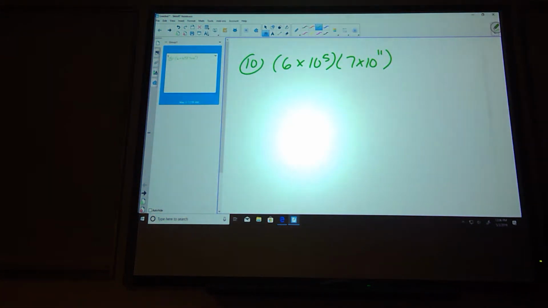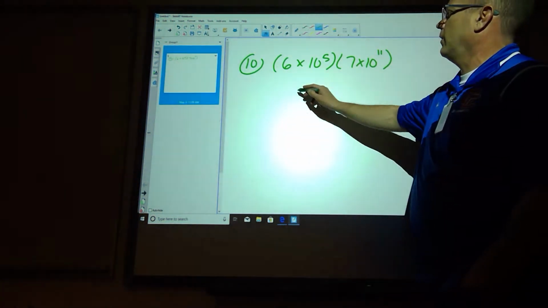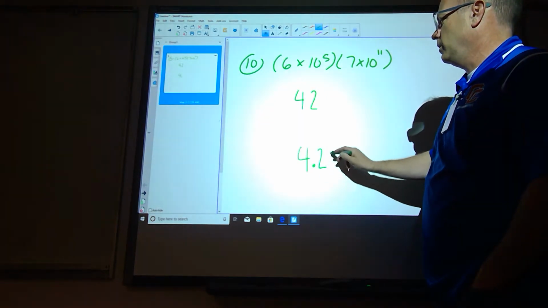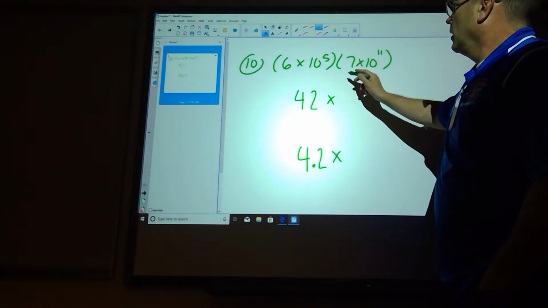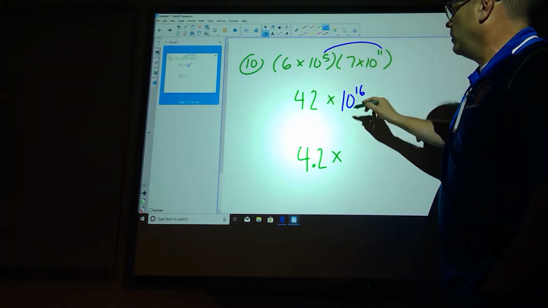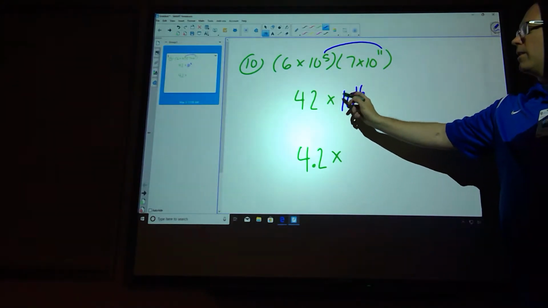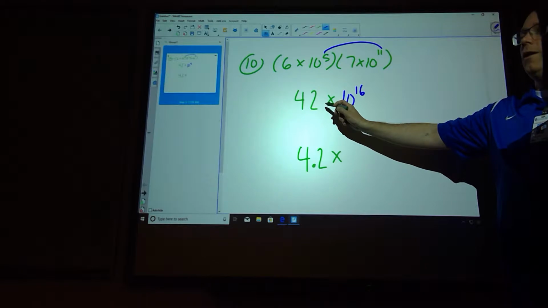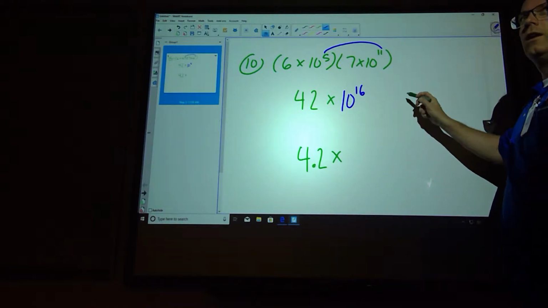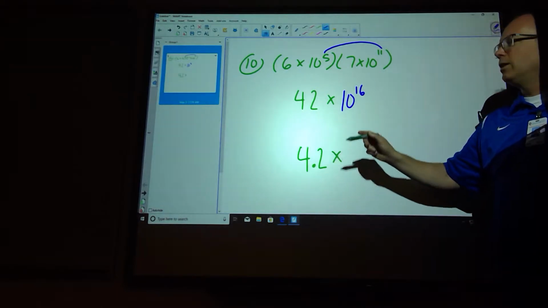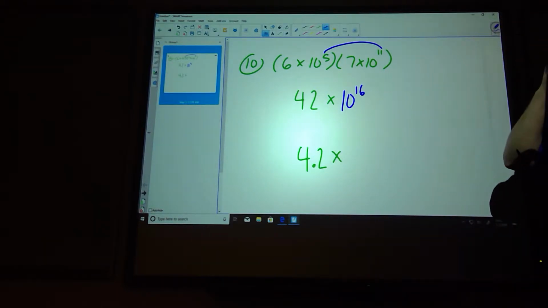That's the one, right? So I'm going to multiply the 6 and 7 together to get 42. So we know we have to eventually get to 4.2. Is that okay? And then I'm going to add the exponents, so I get 10 to the 16th power. Think about this. Right now, it's positive 16. So if I wanted to make this a big old number, I'd move the decimal right and add zeros, right? So if I move the decimal 1 to the left, is it going to be 15 or 17?